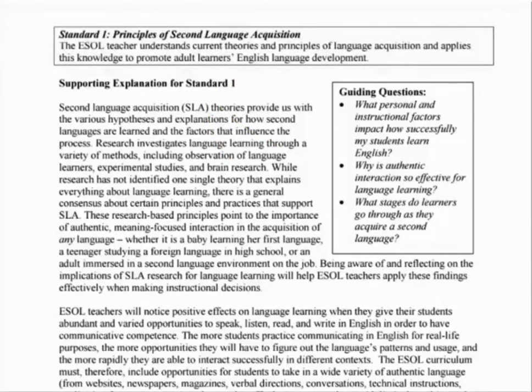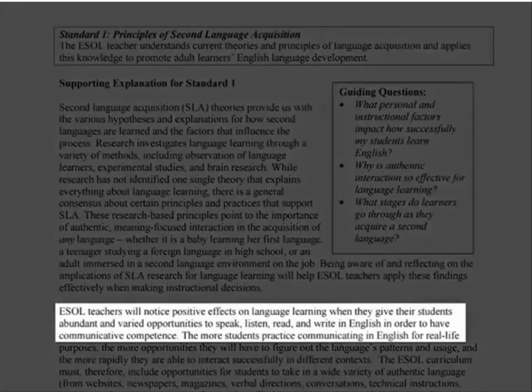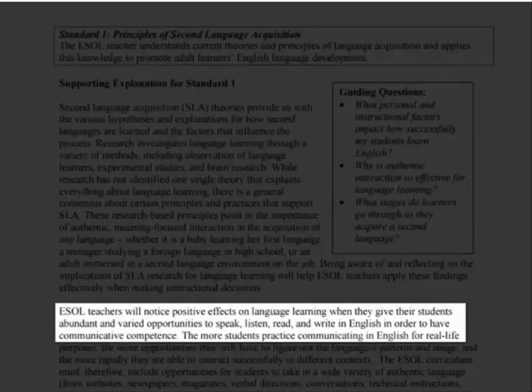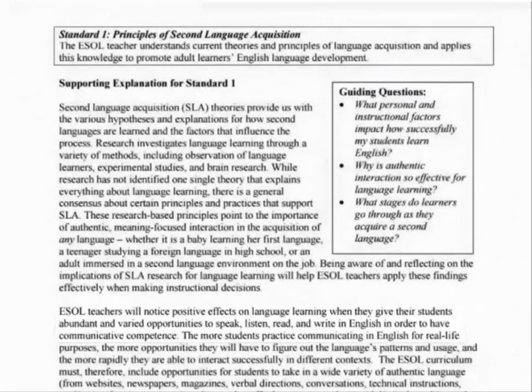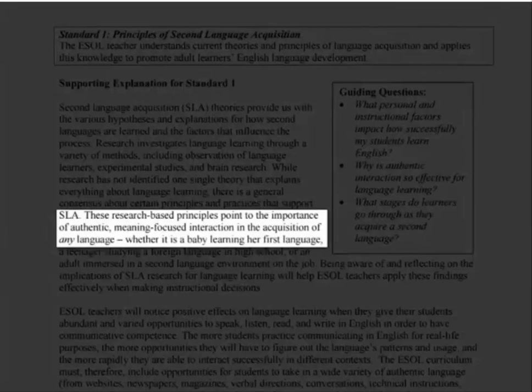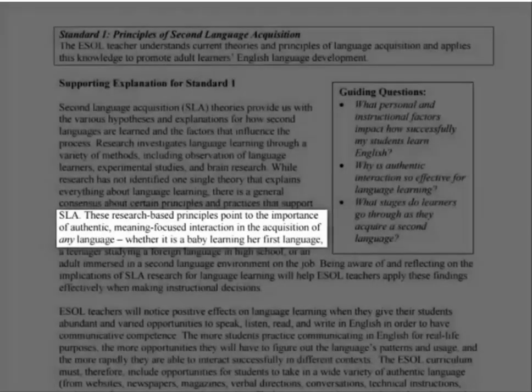For example, ESOL teachers will notice positive effects on language learning when they give their students abundant and varied opportunities to speak, listen, read, and write in English in order to have communicative competence. It also reflects prevailing theories and research in the field. For example, these research-based principles point to the importance of authentic, meaning-focused interaction in the acquisition of any language.